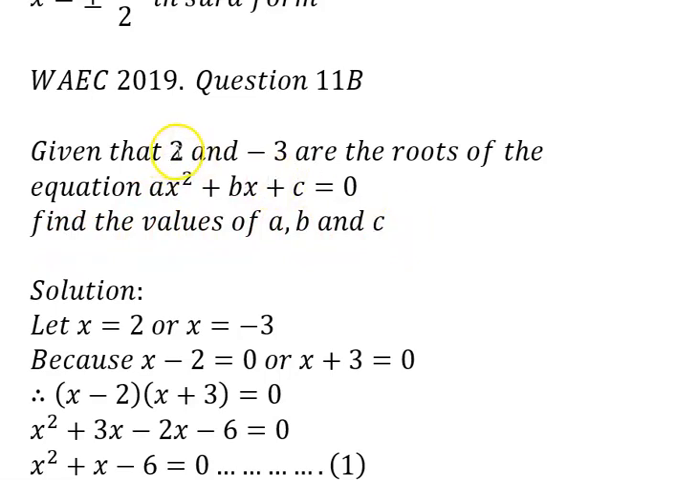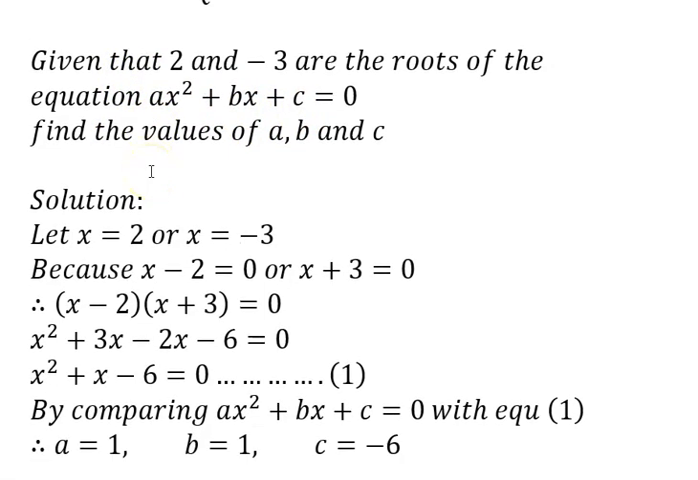You are given that 2 and minus 3 are the roots of the equation. You have been given the roots of the equation already. Using the roots of this equation, you have to look for the values of a, b, and c. So what are we going to do? First thing first. Now, since the roots of the equation are 2 and minus 3, and x is the alphabet in the question, we say our x is equal to 2, or x is equal to what? Minus 3. That's the roots of the equation.